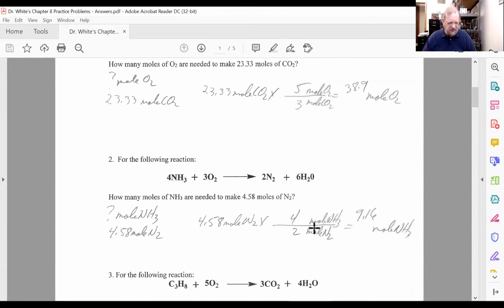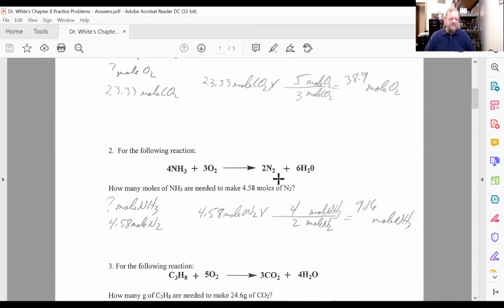But seriously, remember the coefficients of a balanced chemical equation give you molar relationships. In this one, 4 moles of ammonia, 3 moles of oxygen make 2 moles of nitrogen and 6 moles of water.